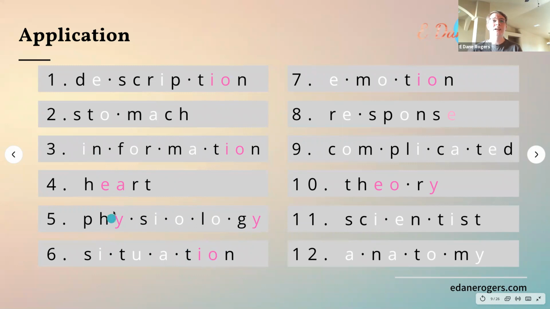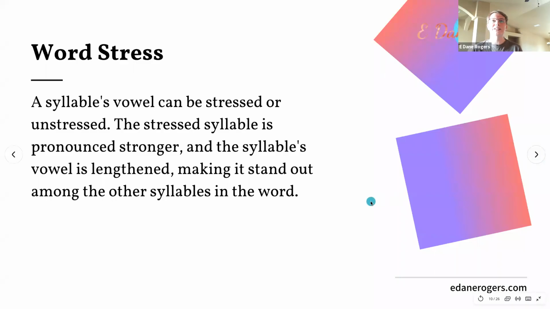Situation, again, these special diphthongs, EO, EA, and a silent E on response. You got that? All right. Let's talk about word stress. So can I have you read this definition of word stress?